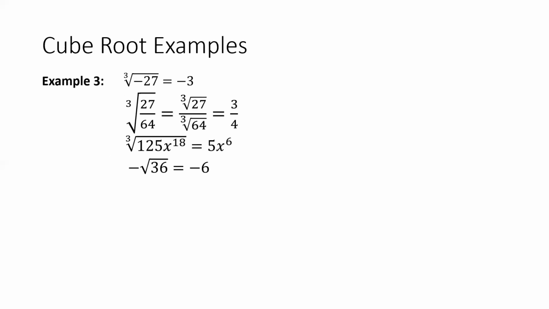Kind of similar, we're going to see a batch of examples right here. Cube root of -27 is -3. Perfectly fine, we can do that. Cube root with a fraction, again, we can just break it up into pieces. So cube root of 27 over 64 seems terrifying. Cube root of 27 is 3. Cube root of 64 is 4.